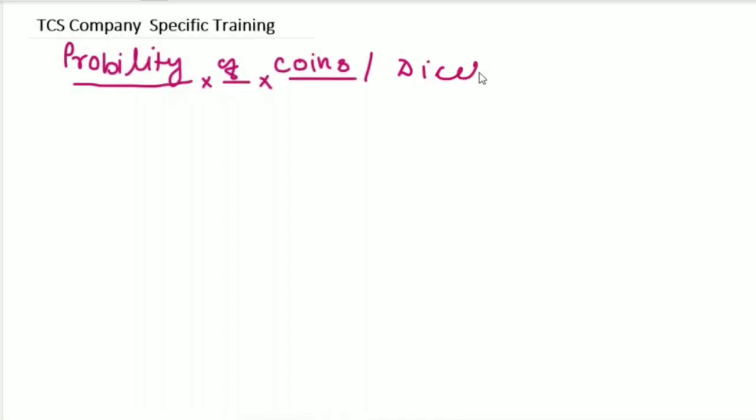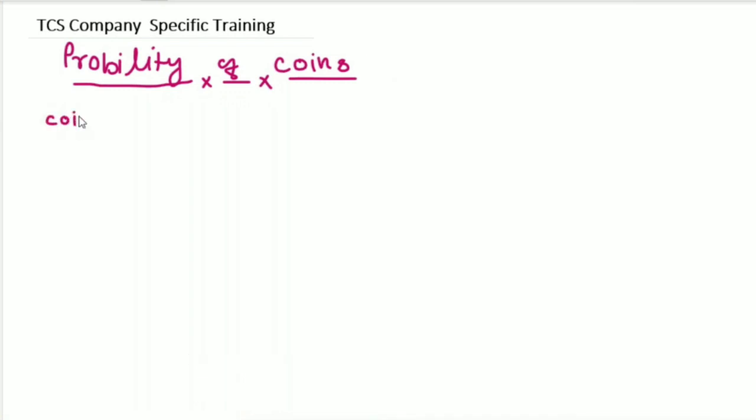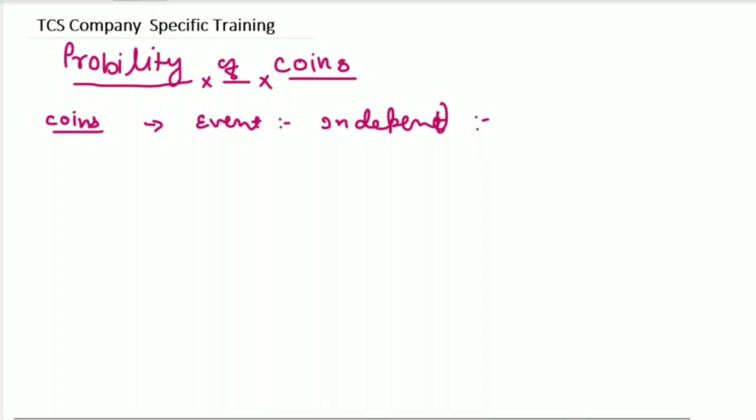I hope all of you are very clear with the concept of dice, since we are talking about coins. Coins will also be a type of event which will be independent. Now, what is this independent, sir? Whenever we talk about an independent event, what should come to your mind? This independence or dependency comes into the picture where more than one event is happening together.